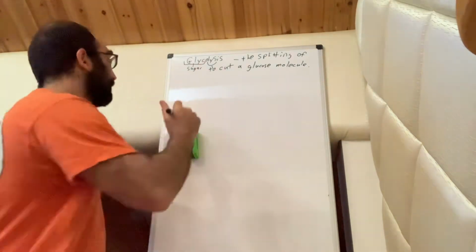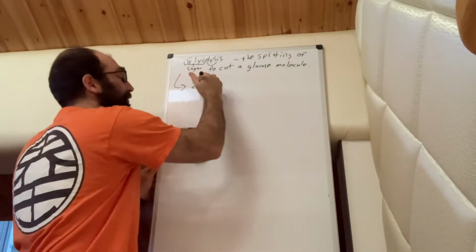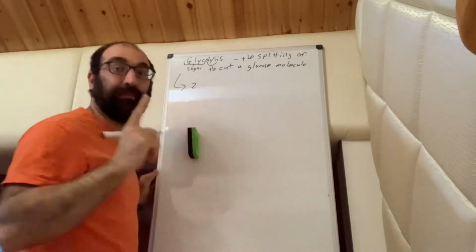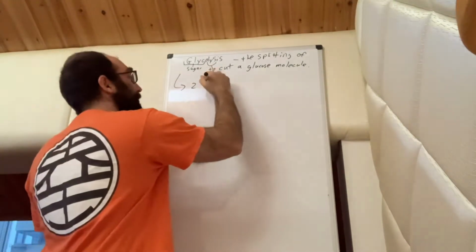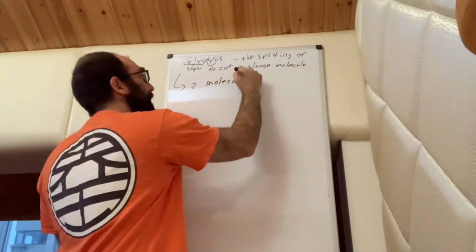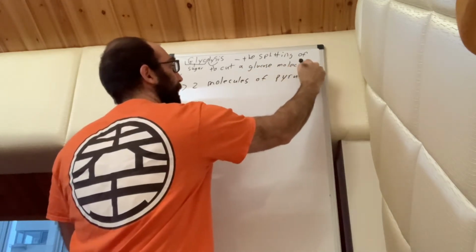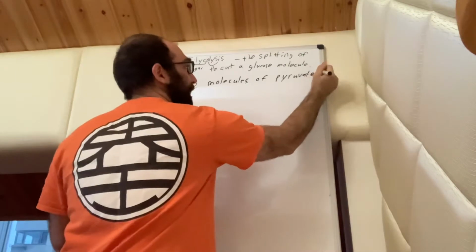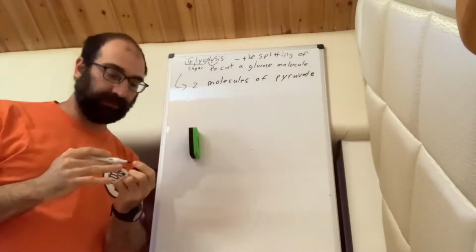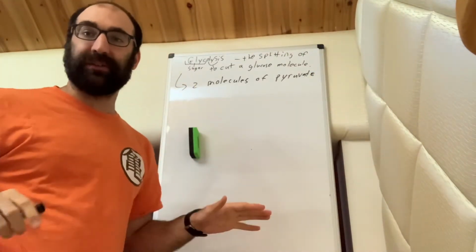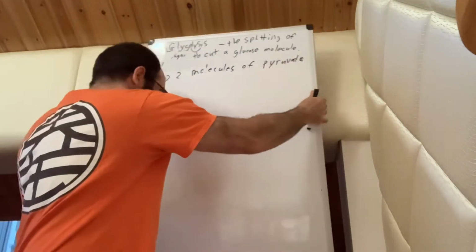And the end is you're going to make, for every one molecule of glucose, 2 molecules of pyruvate. Okay, pyruvate is this small 3 carbon long carboxylic acid that's then able to enter the TCA cycle.